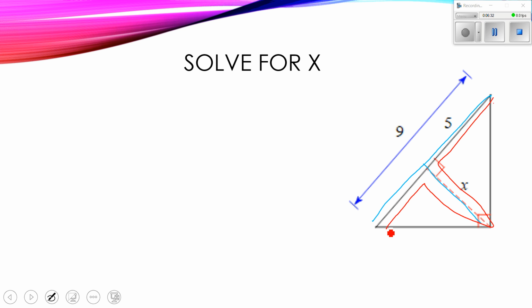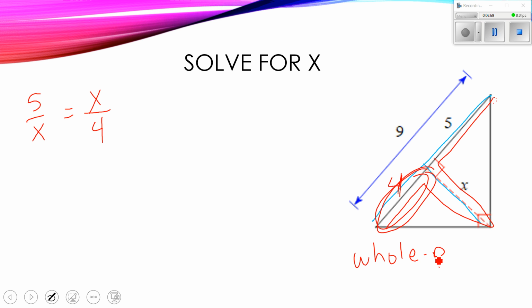All right, so starting up at the top right here, we went over 5, up x, down x, but we don't know this section right here, right? But we do know that the total thing is 9, and this part is 5, so this section right here is clearly 4. Because this section is going to be the whole minus the part, or in this case, 9 minus 5, or 4.